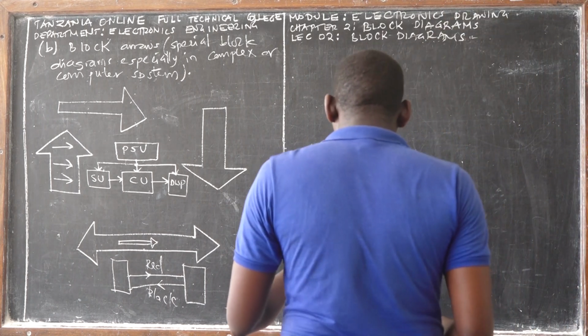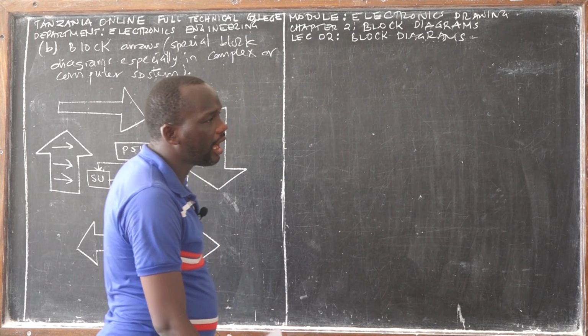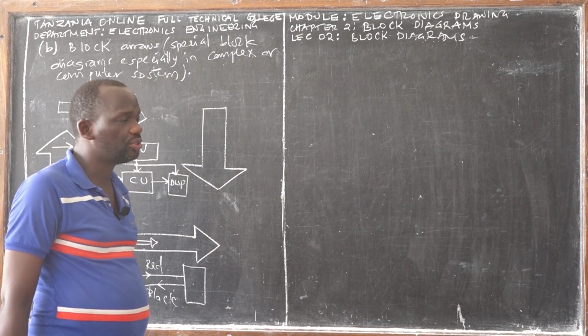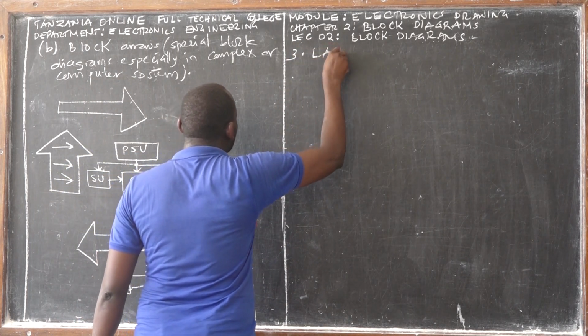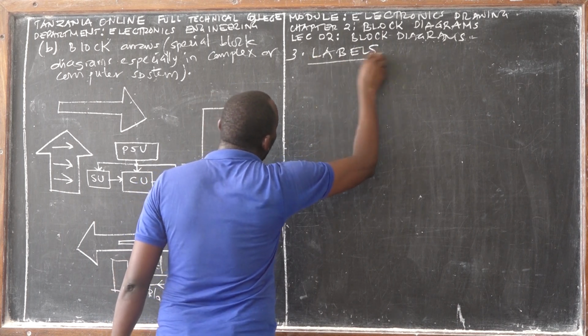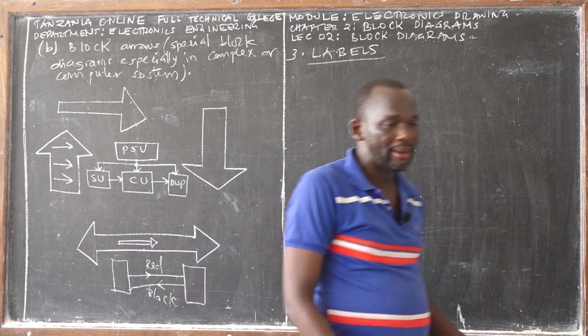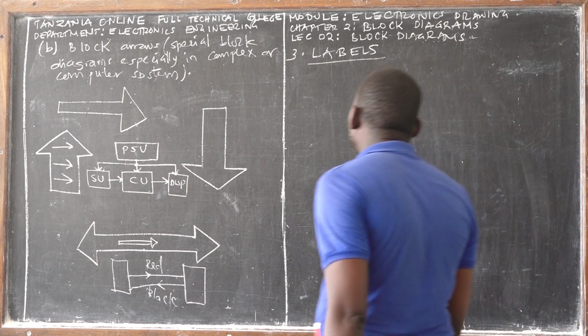Okay, so that's all the discussion about lines with arrows. The third part is called the labels. Each block of the block diagram must be labeled. So what is the meaning of a label? Say label.